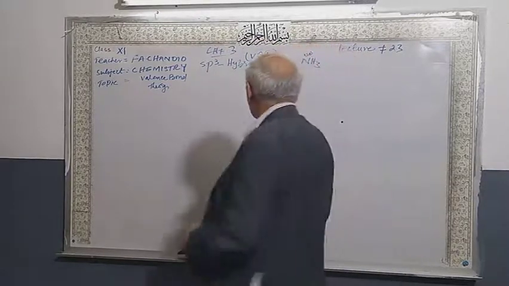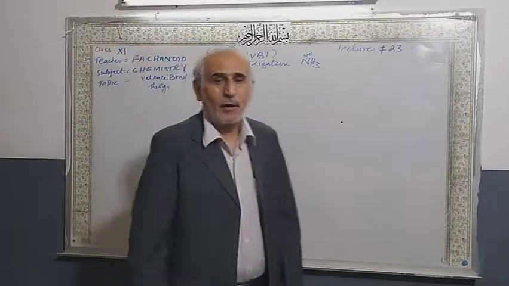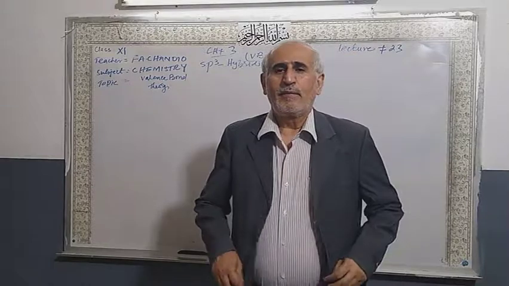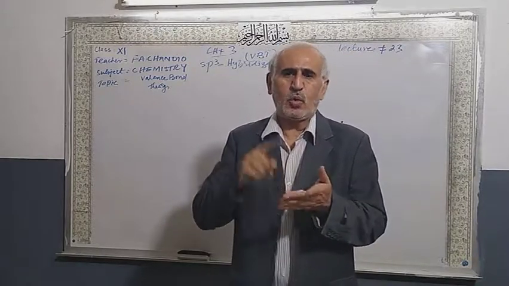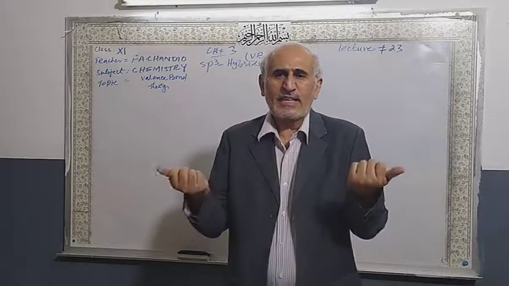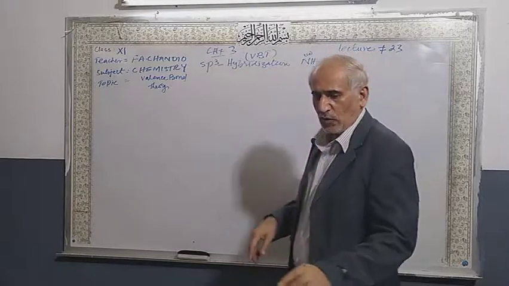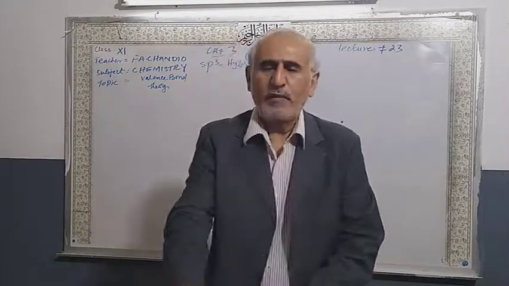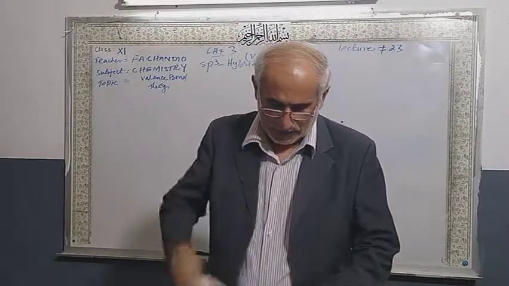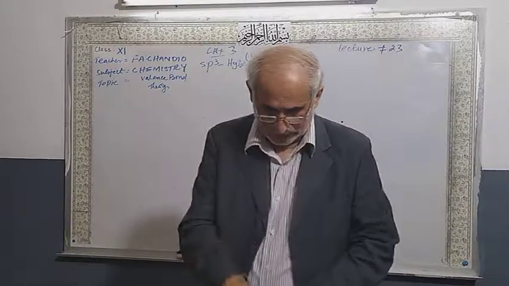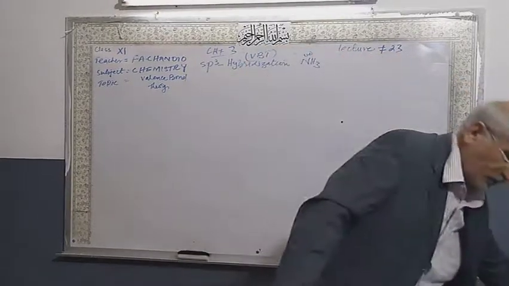We already started the modern theories of covalent bonding, and we are talking about valence bond theory. In the last lecture we did sp3 hybridization with the example of methane. For the valence bond theory, there are 3 hybridizations: sp3, sp2 and sp. Today we discuss sp3 hybridization in ammonia.